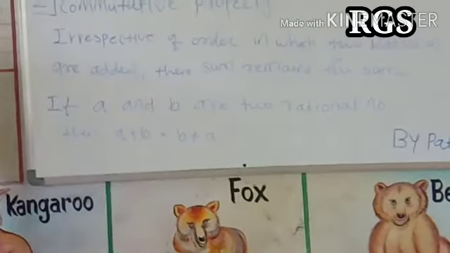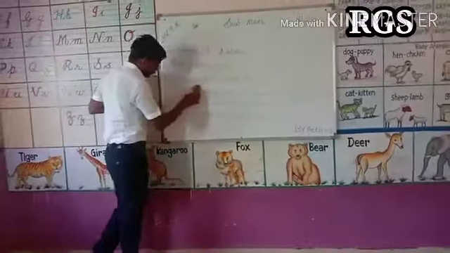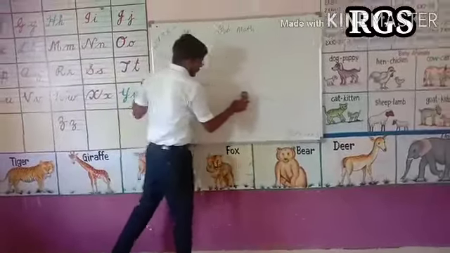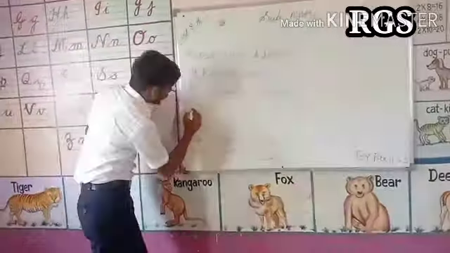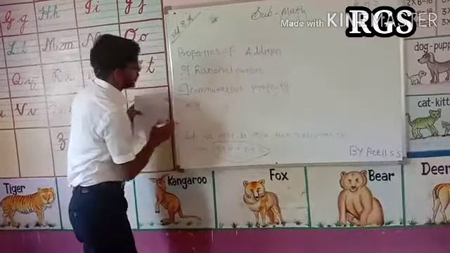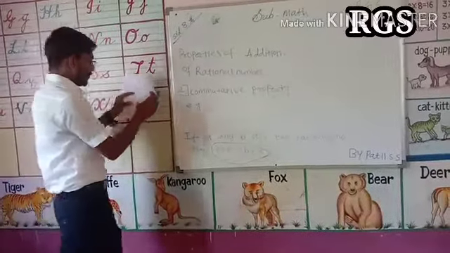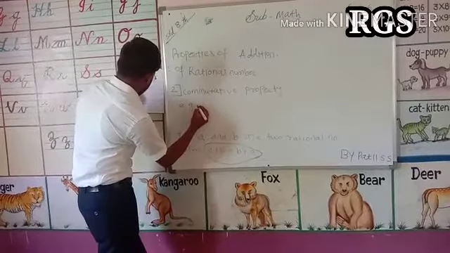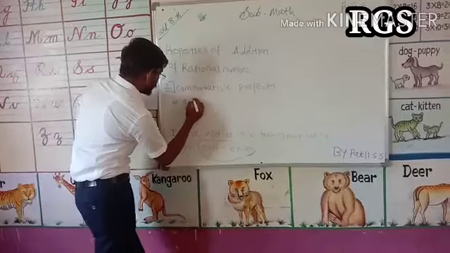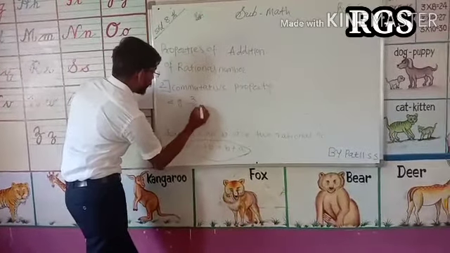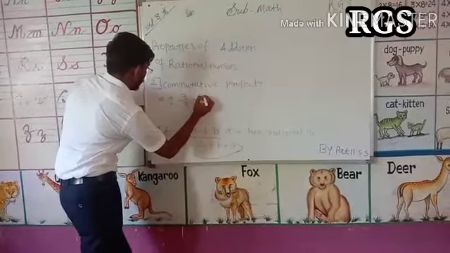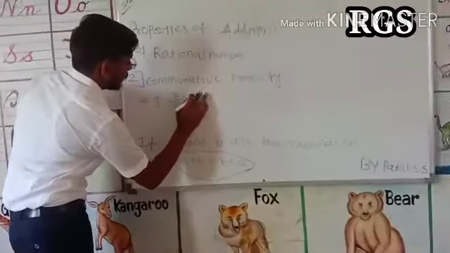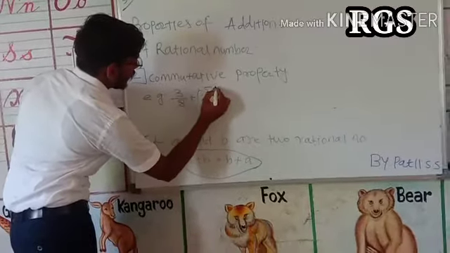We will take one example. After solving this example, we will see that it shows the property. And the example is 3 upon A plus minus 5 upon 9.